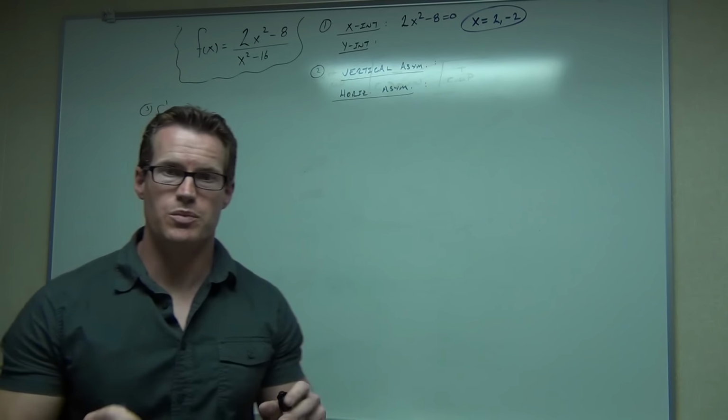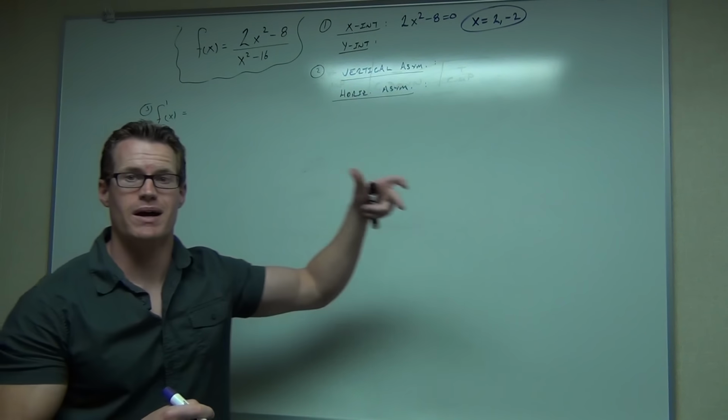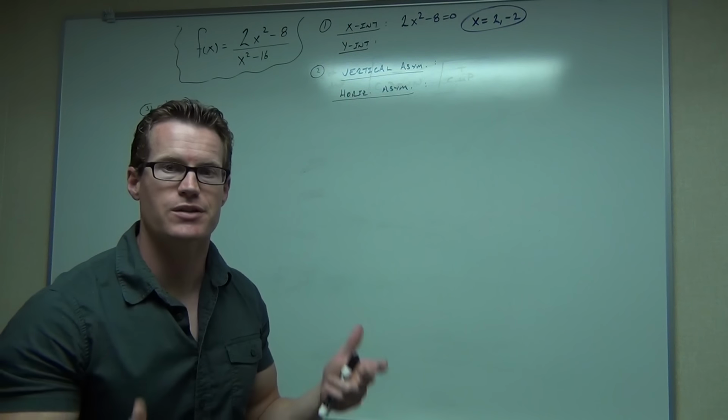Okay, y-intercepts. You plug in x equals 0. What you have is 0 minus 8 over 0 minus 16. Negative 8 over negative 16 is positive 1/2.